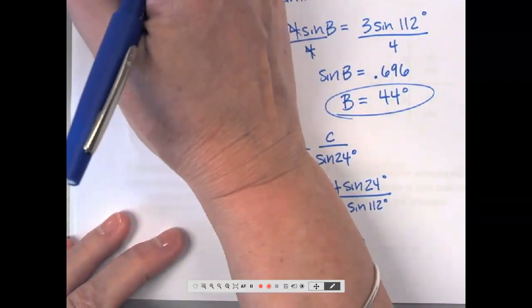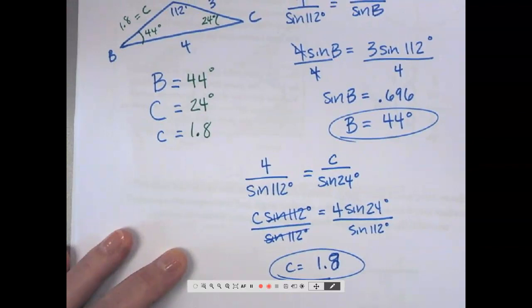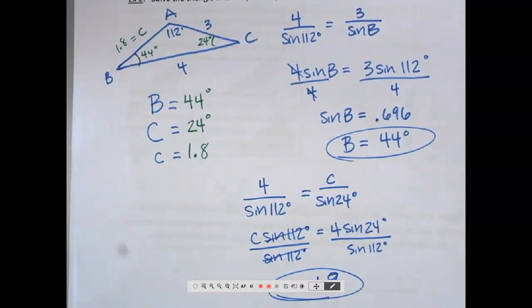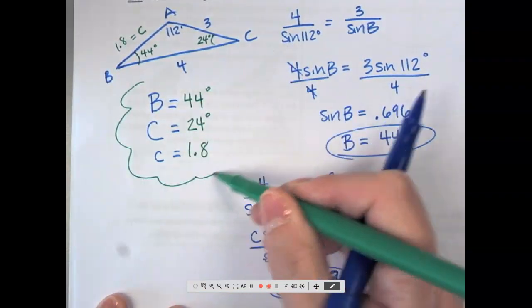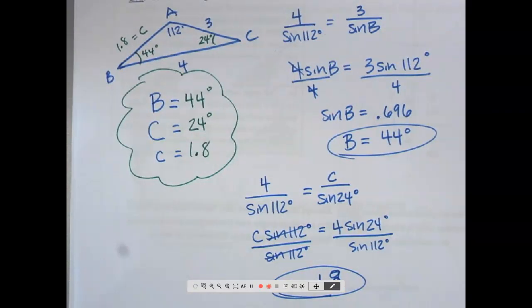Okay, so let's list 1.8 here. Do a quick check. Is the shortest side opposite the smallest angle? Yes, so we're probably good. And that is our solution, all three of those values. Question?